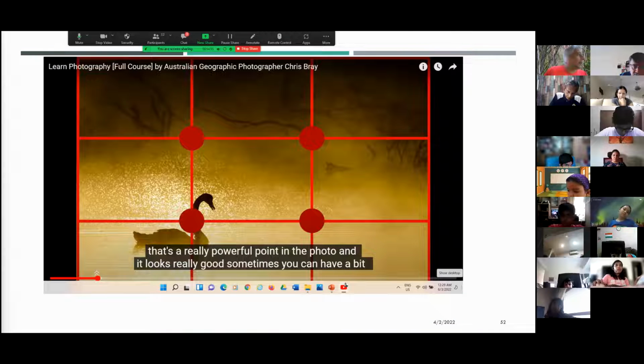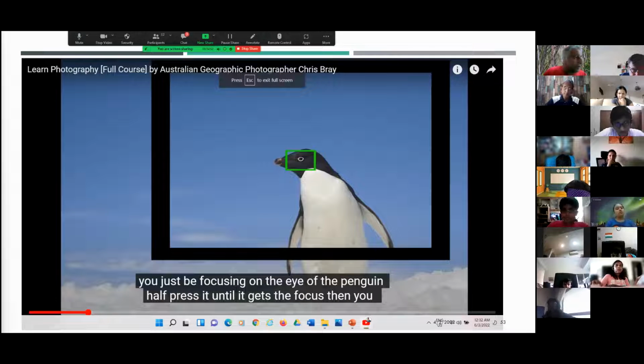Here we have a bird photograph that looks very powerful when you break it up, and see the little swan or the duck in this lake. It's right at the bottom third, and it looks very good. Sometimes you have to actually keep the focus on the bird. In bird photography especially, or when you're trying to take a human being or any living character, try to focus on the eye. In this case, we are focusing on the eye of the penguin. Half press your shutter until the focus is there, and when you know the focus is good, then you take it.